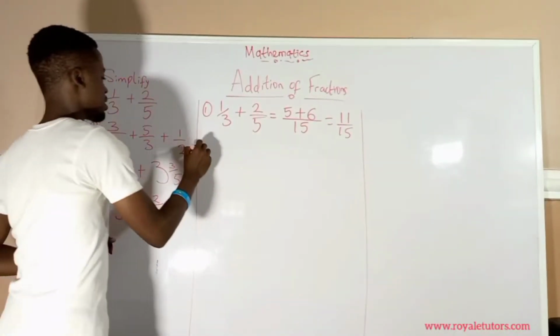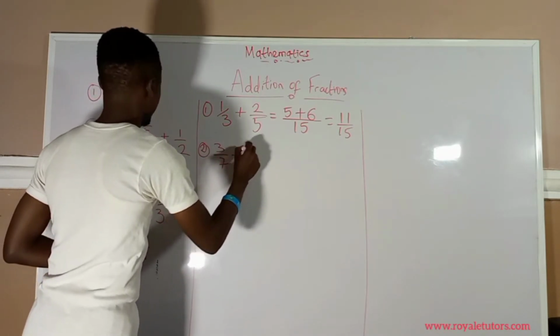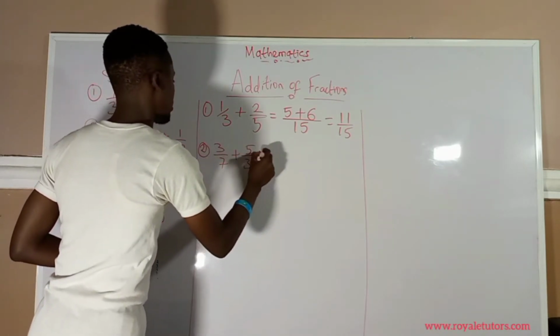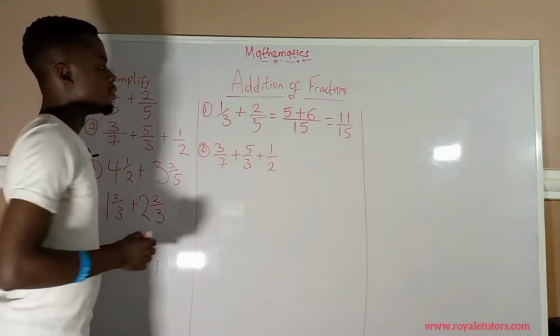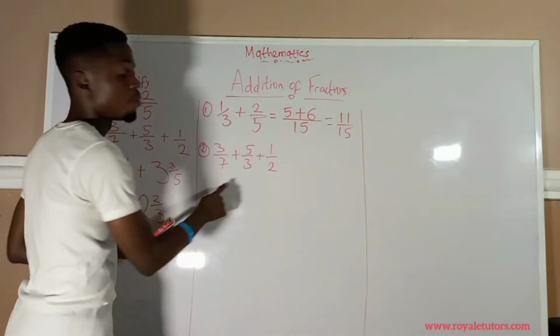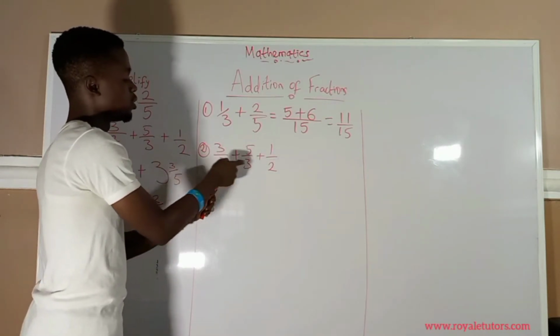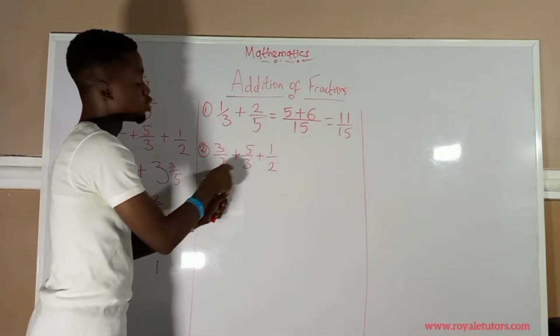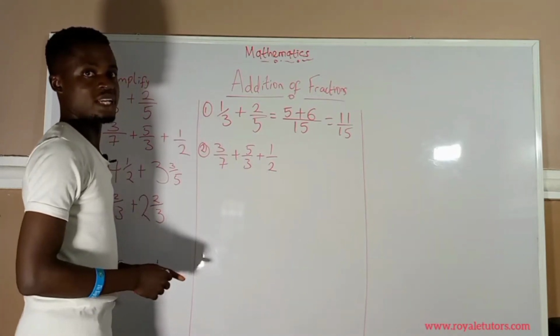Let me take the second example. We have 3 over 7 plus 5 over 3 plus 1 over 2. Okay, so we have this. You first have to find the LCM of the denominators. How many are there? There are 3. We have 7, we have 3, we have 2. So the LCM of these three numbers, 7, 3, and 2, is what you go ahead to find.